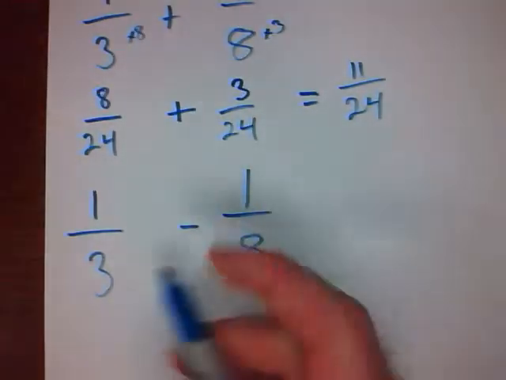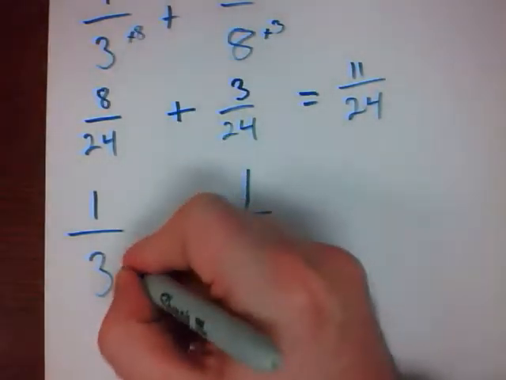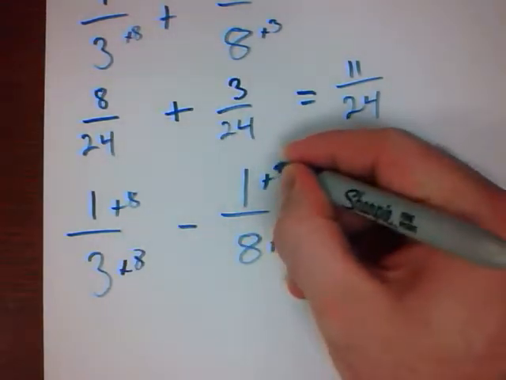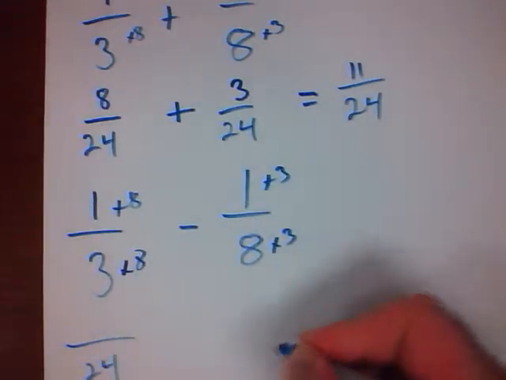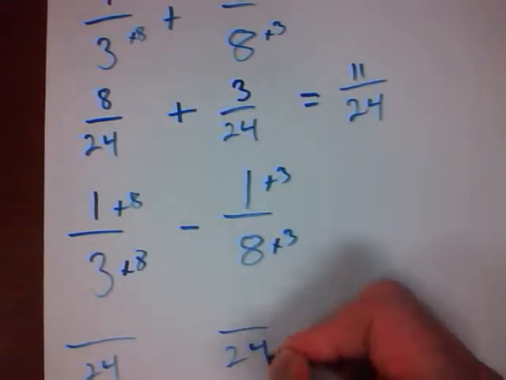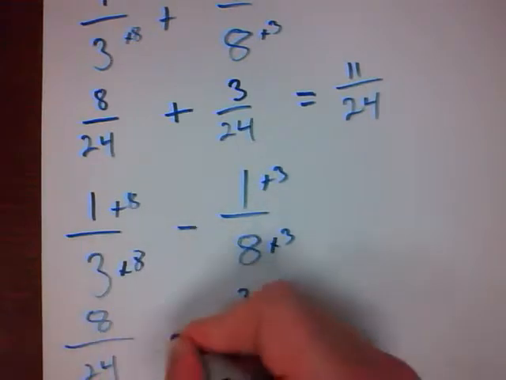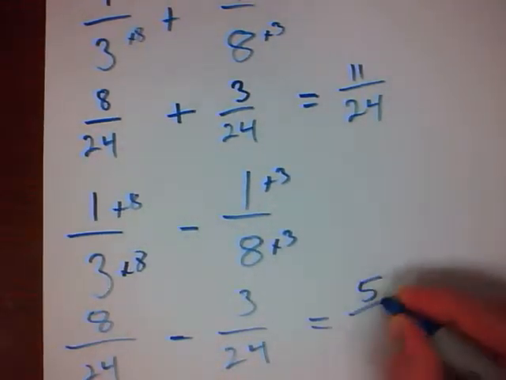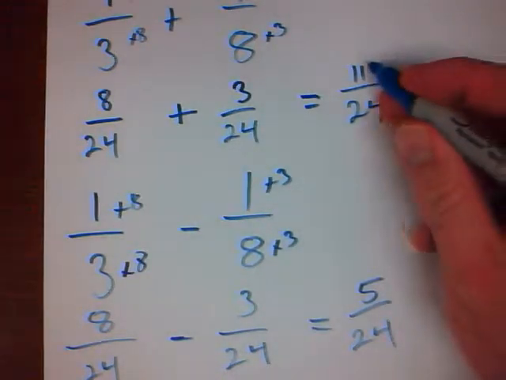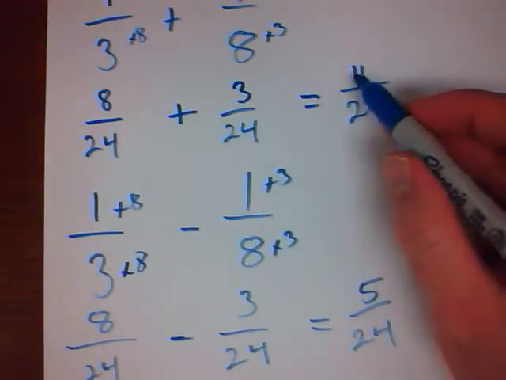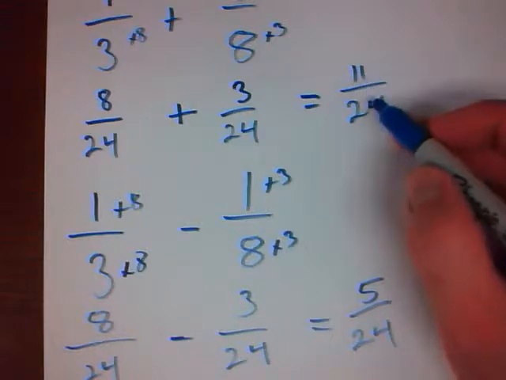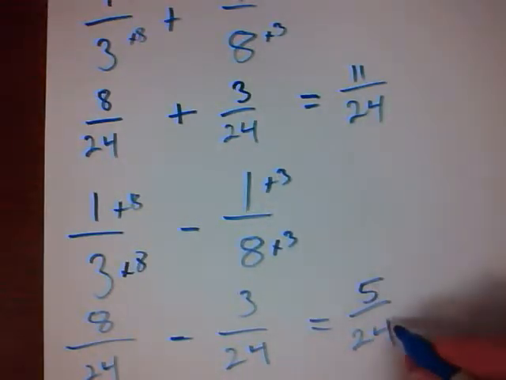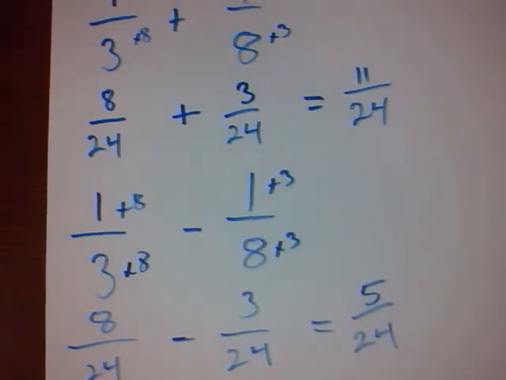Same thing again with a similar question. Now I'm subtracting. Again, I'm going to have to go and find the lowest common multiple. Turn them into something out of 24. But now I'm subtracting. 8 minus 3 gives me 5 over 24. Make sure you check if these are in lowest terms. 11 is a prime number, so unless this is divisible by 11, I can't go any lower. 5 is a prime number, so unless this is divisible by 5, I can't go any lower.